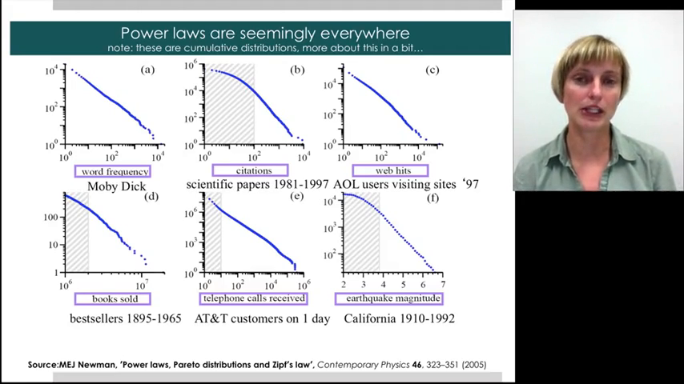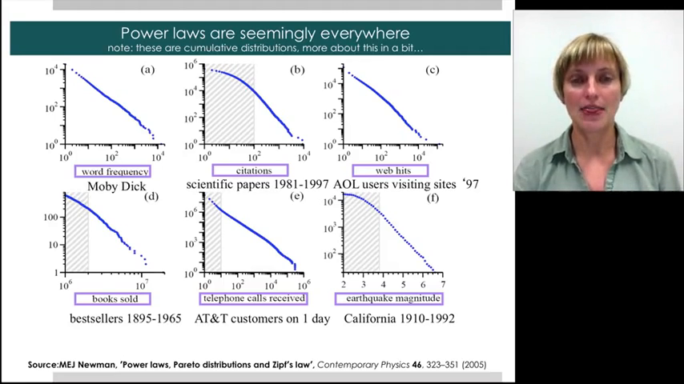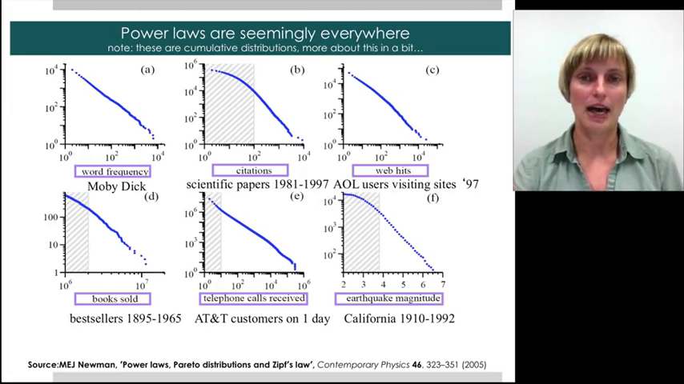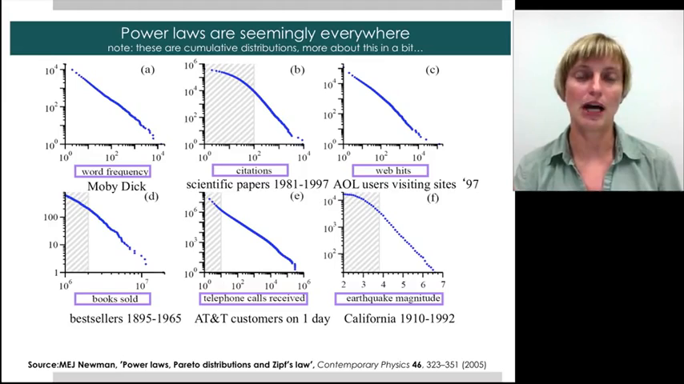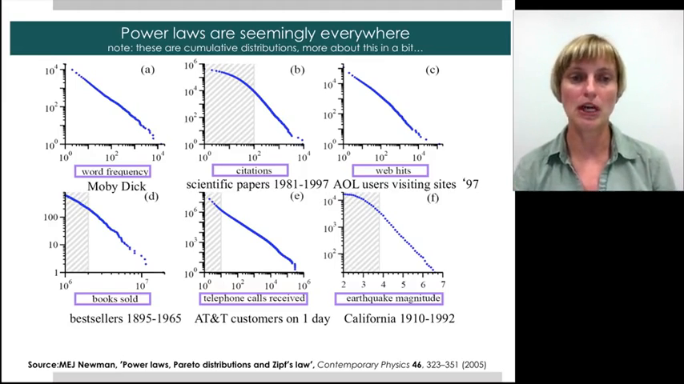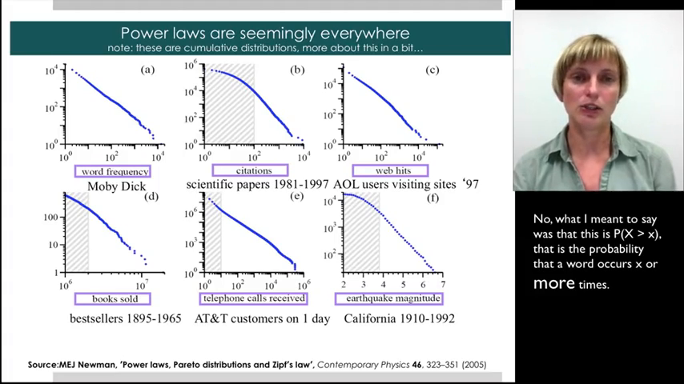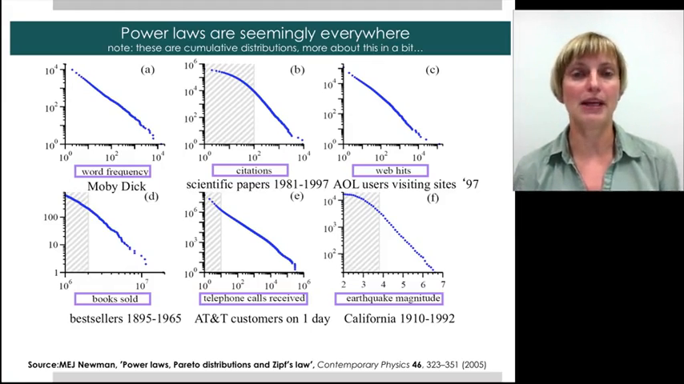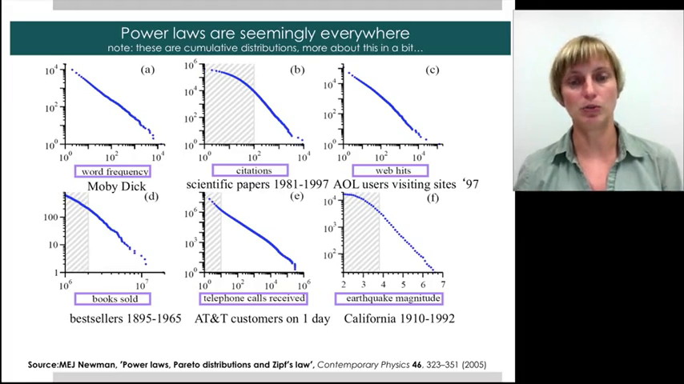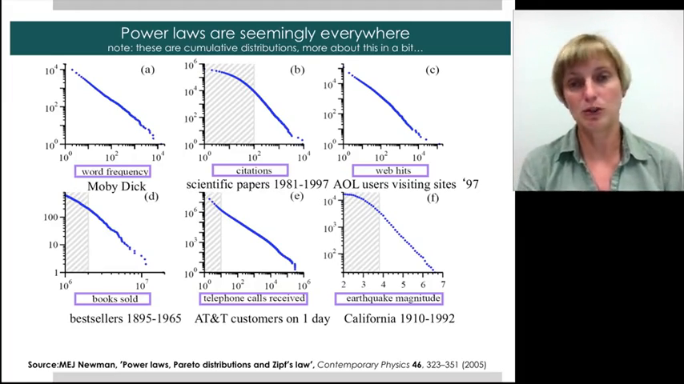So rather than looking at the probability that, for example, in the first graph, a word occurs exactly 200 times, we're going to be looking at the proportion of words that occur 200 times or fewer. And if your distribution is really power law, then this cumulative distribution, which is going to be its integral, is also power law, with its exponent being alpha minus 1. So if we see a power law in the cumulative distribution, we're actually seeing a power law distribution.